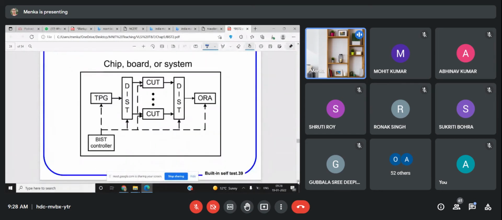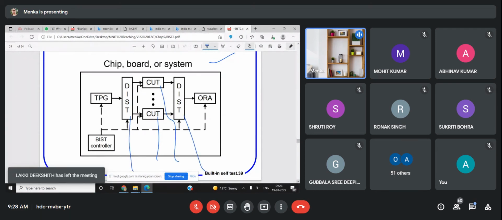So this is the centralized or separate BIST architecture. This architecture is also given in the book, and in order to know more details about it, you can read from the book. So you have the chip CUT, this is the CUT, and this is the distributed system. After the CUT, you have this distributed system. This is the test pattern generator, this is the output response analyzer, and this is the BIST controller. Here you can see there are multiple CUTs available.